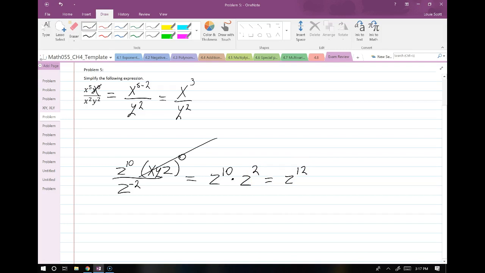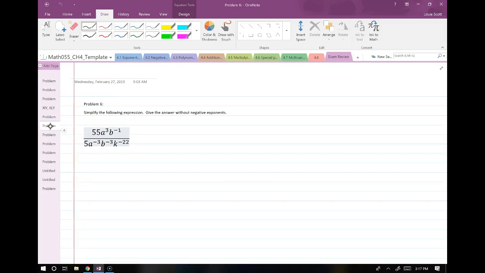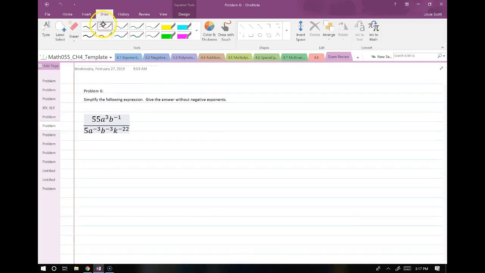Okay. Moving on. With these ones, when I have a bunch of different variables and a bunch of numbers and things like that, I like to separate them all. You guys might have your own strategy for dealing with this kind of chaos, but I like to separate everything and just deal with it separately. So I have 55 over 5 times a cubed over a to the negative 3 times b to the negative 1 over b to the negative 3, and then times 1 over k to the negative 22. So I just simplify all these things individually, and then I put them all together on the last step.